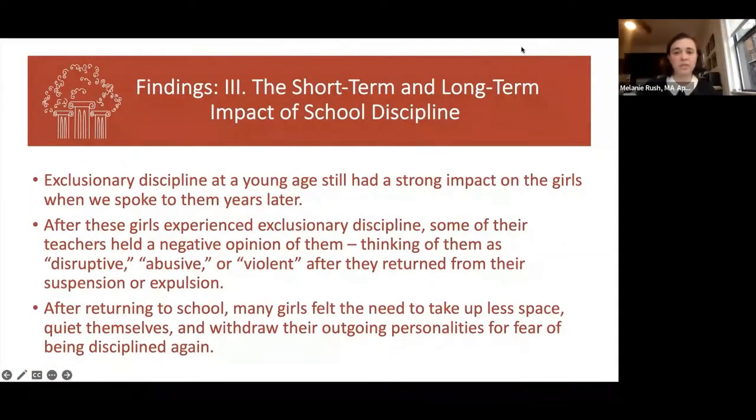One other thing that we saw was that the long-term and short-term impact of discipline were very significant. We were talking to students in high school about incidents from 3rd grade and 5th grade, and it still had significant effects on who they are today. In the short term, a lot of students talked about how, when they came back to school after a suspension or an expulsion, some teachers would look at them differently. They said teachers would look at them as disruptive or even abusive or violent just because they had returned from a suspension or an expulsion. So they returned with a very negative expectation from some of their teachers that they couldn't get away from.